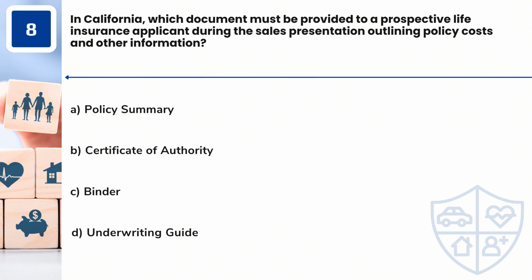Question 8. In California, which document must be provided to a prospective life insurance applicant during the sales presentation outlining policy costs and other information? A. Policy summary. B. Certificate of authority. C. Binder. D. Underwriting guide.